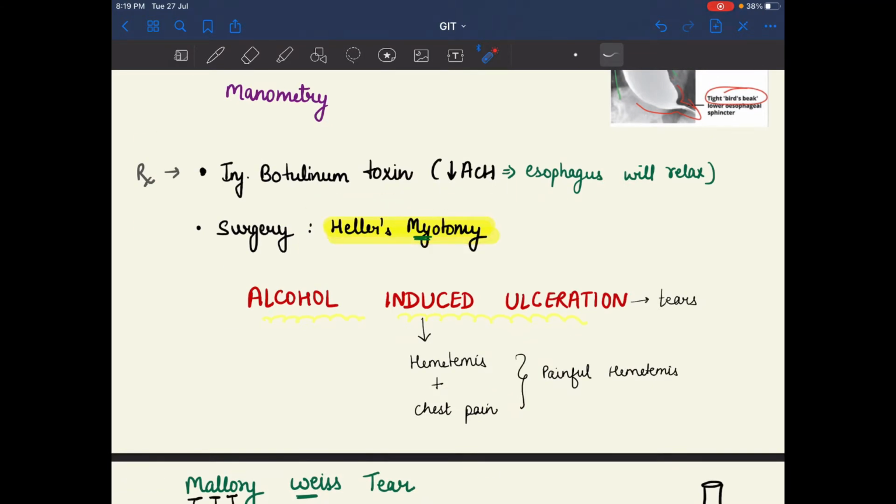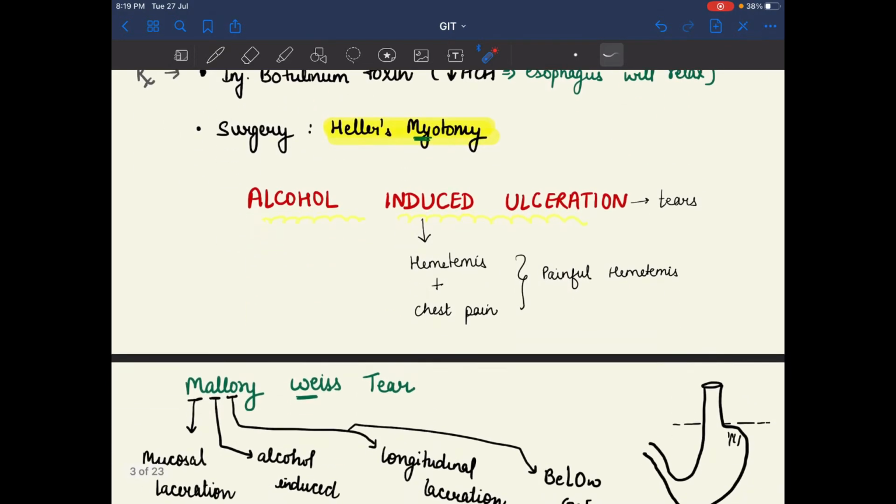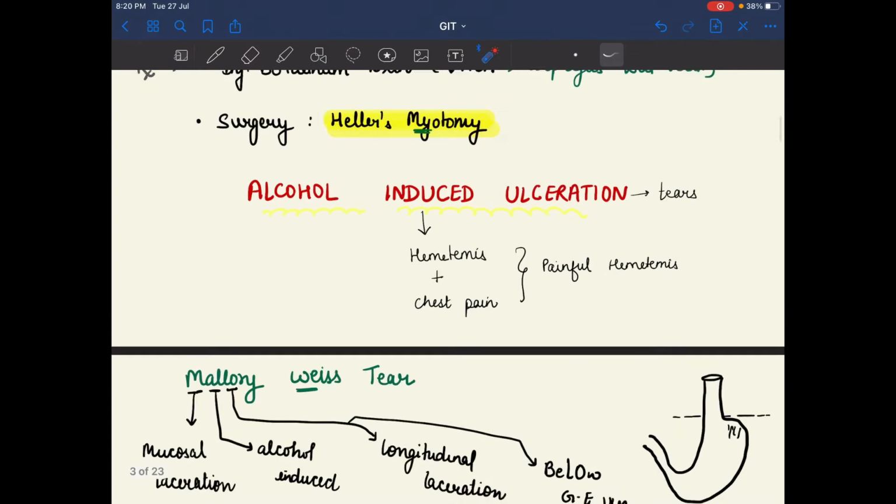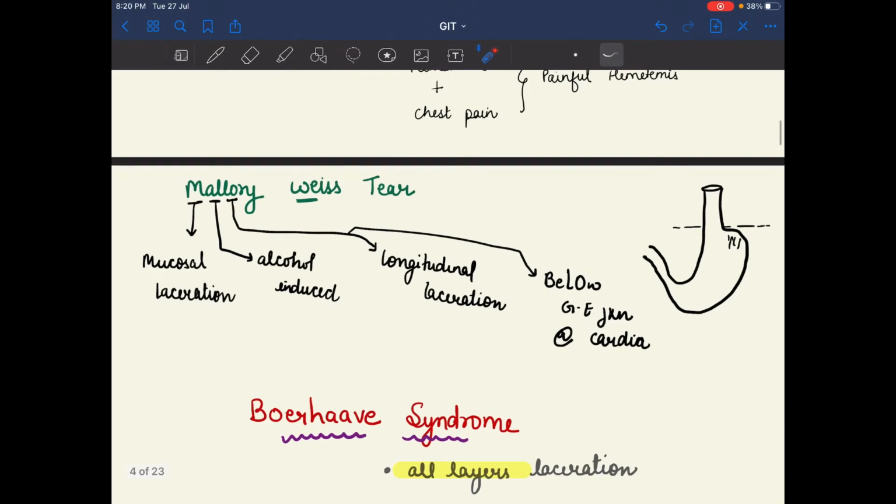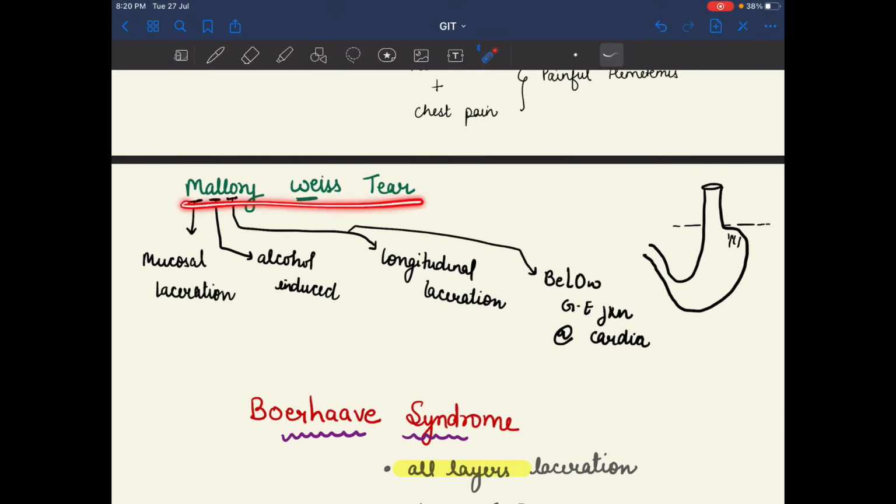Now next we move to alcohol induced ulceration, meaning due to intake of alcohol there is ulceration, meaning there are tears in our GIT. So first, in alcohol induced ulceration we have features of painful hematemesis, meaning there is chest pain and hematemesis is seen in this. So the first one in alcohol induced ulceration is Mallory Weiss.